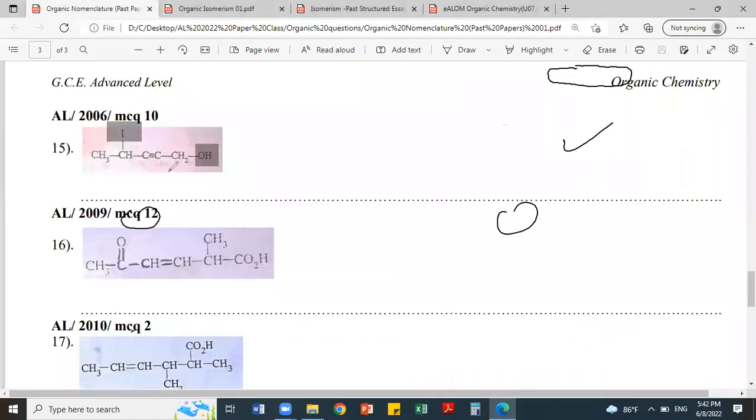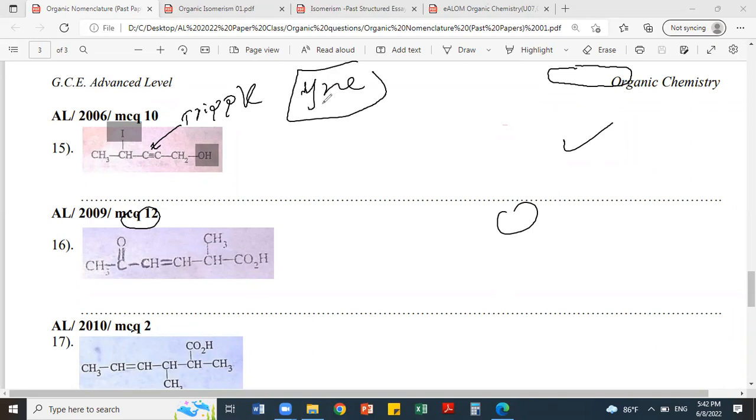Then number 2, after identifying the parent chain, there's a triple bond also. If there's a triple bond, we call it an alkyne: ethyne, propyne, like that. It's a triple bond, and the name ends in yne, Y-N-E. Alkane, alkene, alkyne. You have done alkane and alkene in O-level chemistry. This is alkyne when there's a triple bond. Those are the important groups you have to identify in an organic compound. That is the first thing. After that, you have to number the chain.